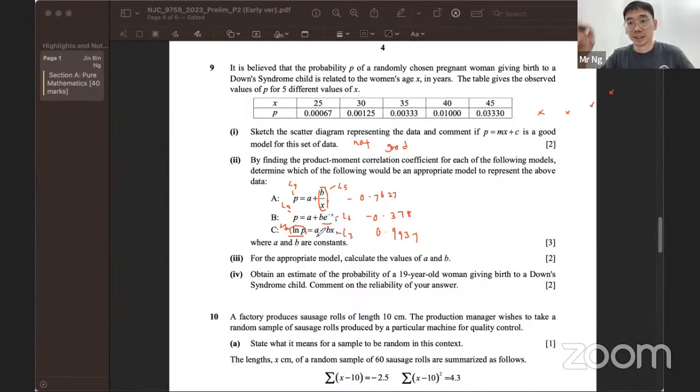Because we express this one as e to the power of something x, then they force it to become like that. Okay, e to the power a plus bx. For the appropriate model, calculate the values of a and b. So using GC, the value of a will be minus 12.465, and then b will be 0.919783.